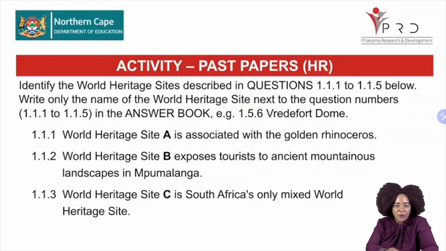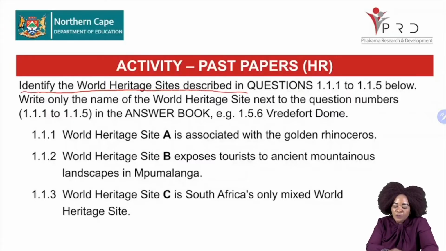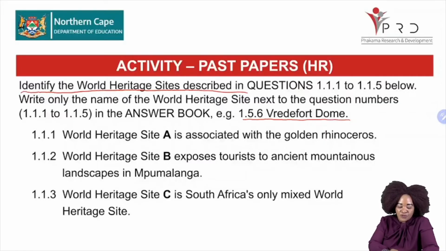In these questions, you're supposed to identify the World Heritage Sites described in question 1.1.1 up to 1.1.2 below. Write only the name of the World Heritage Site next to the question numbers 1.1.1 to 1.1.2 in the answer book, e.g. 1.5.6 Freedom Fort Dome. Now, in 1.1.1, what are you expected to do now, grade 12 learners? You are expected to read all of this and then you give the answers afterwards.